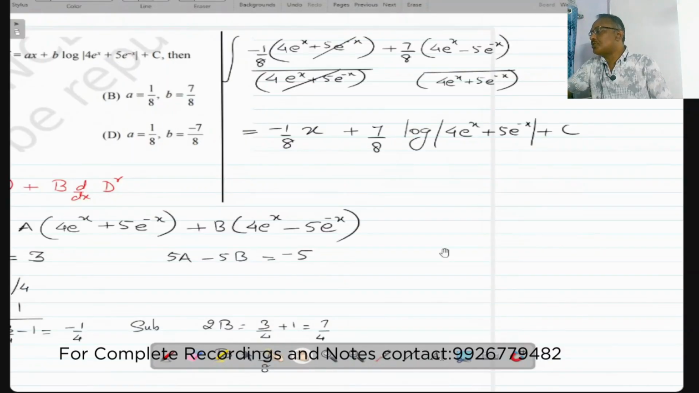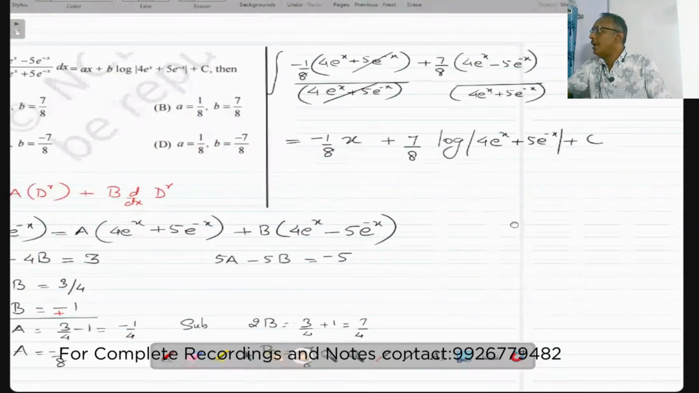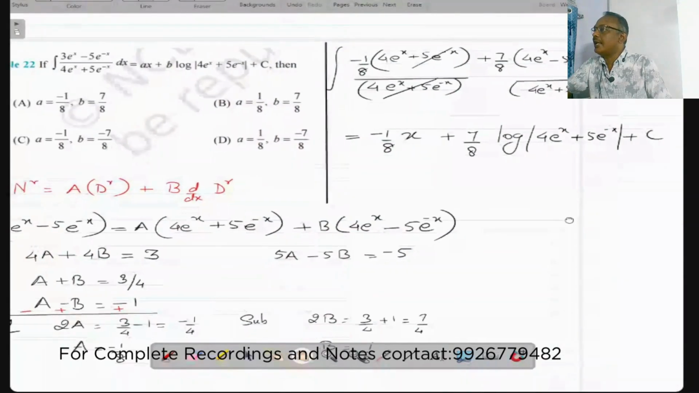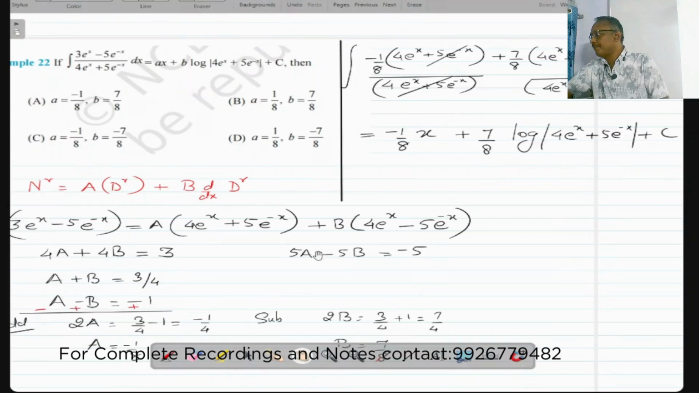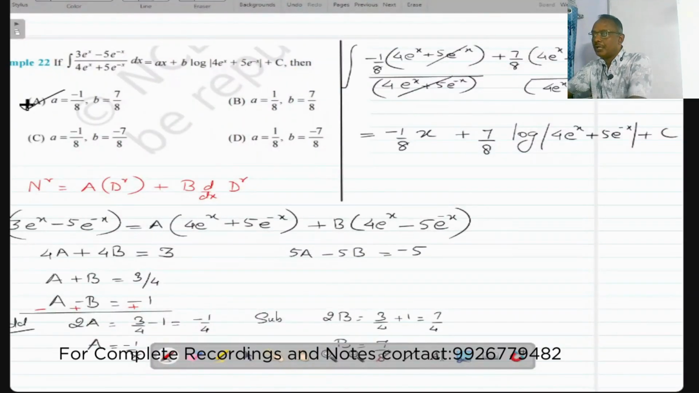Compare this solution with the solution which they have given and then tell me what is a, what is b. What is a? Minus 1 by 8, b 7 by 8, option a.